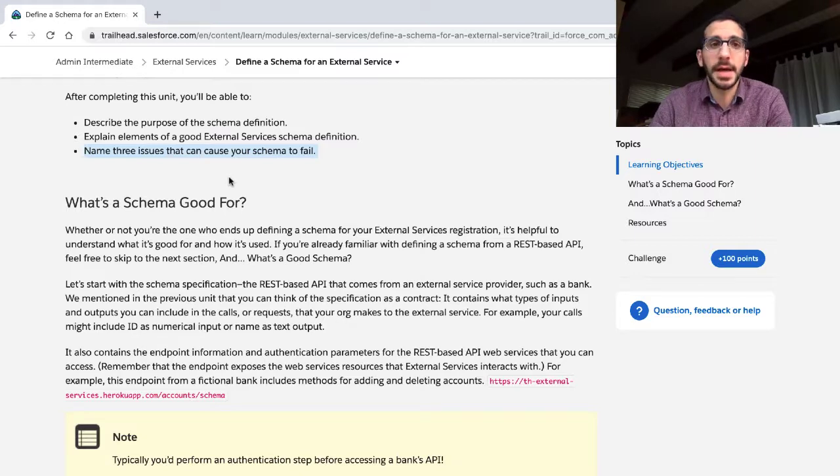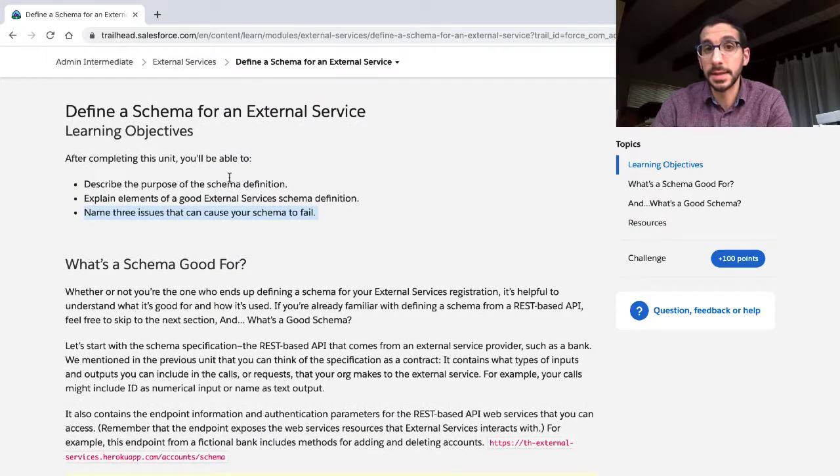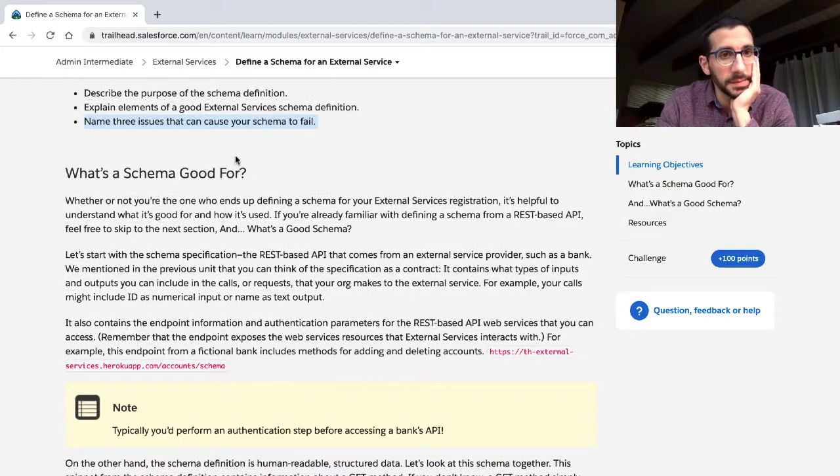Okay, that actually, I don't know if I would use the verb name, maybe identify, because that's something that we're going to be testing again. They're actually not asking me to name them. I'm not going to just say the names. But identify 3 issues that can cause your schema to fail. I don't know what a schema is, but there's things that could go wrong with it.